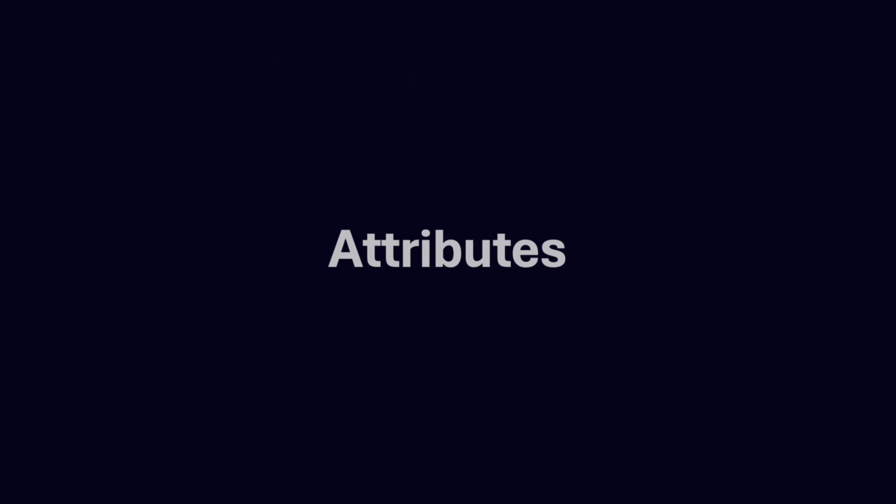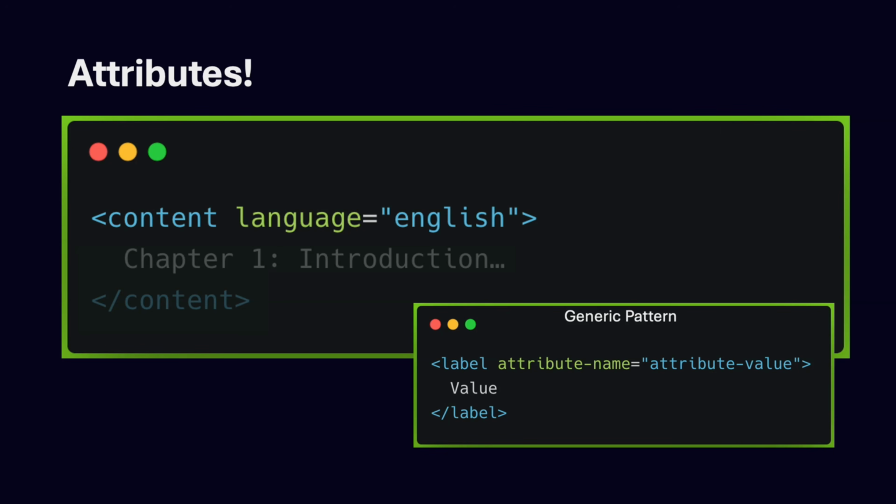This is where attributes come in. Attributes give us extra information about a tag without adding anything to its actual content. Here's an example. Look at the opening tag carefully. After the label, which here is content, I add a space and then write the attribute.